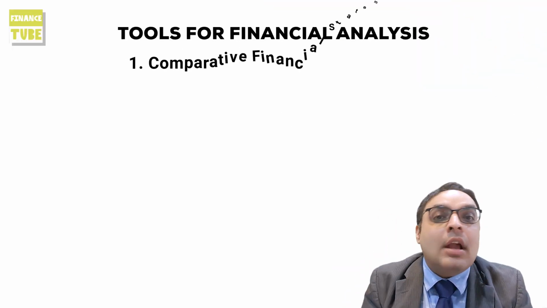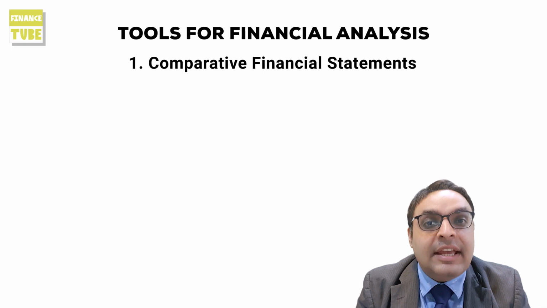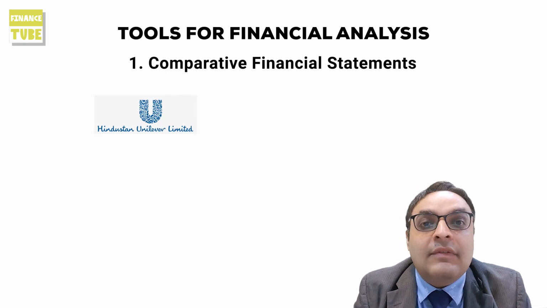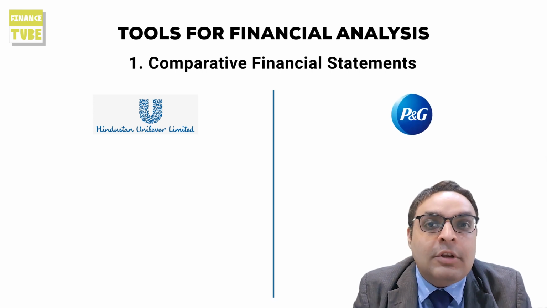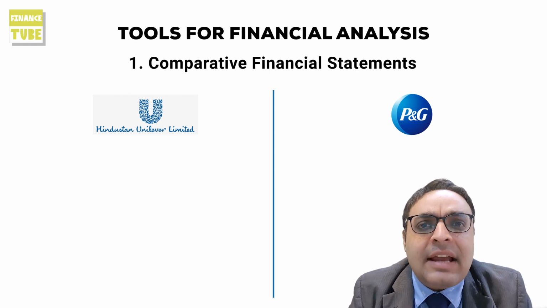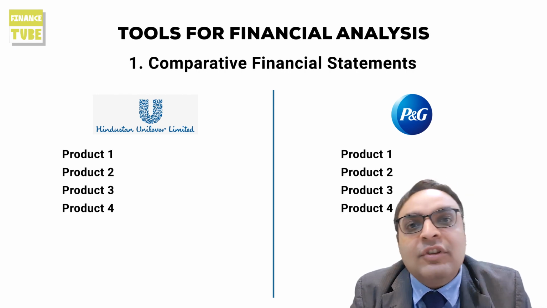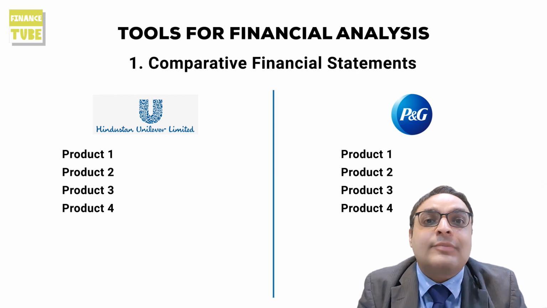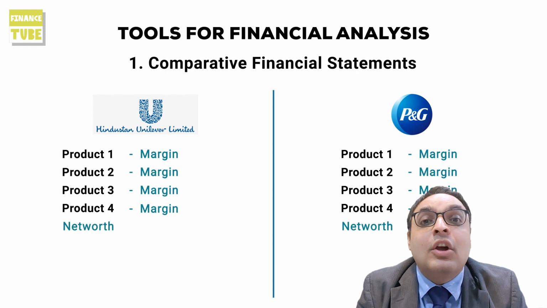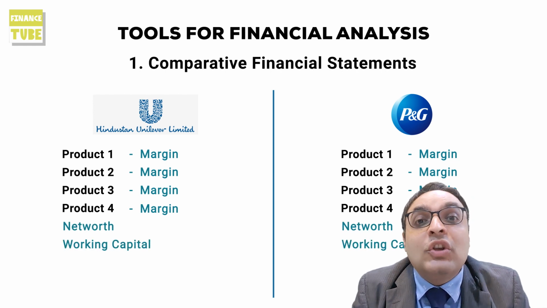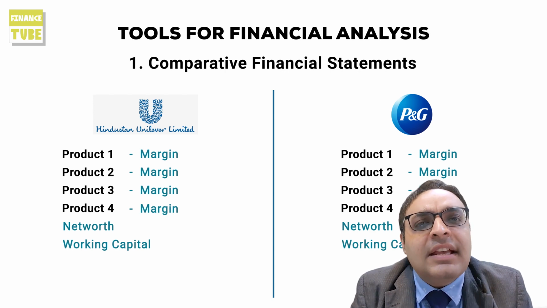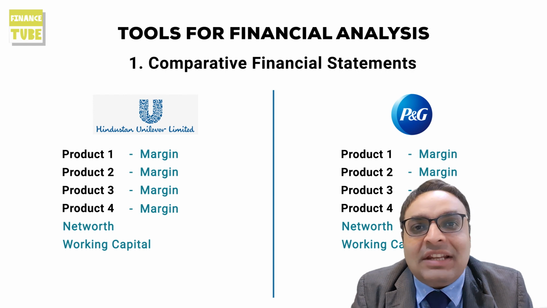Tool number one, comparative financial statements. Yes, we can compare the financial statements of, let's say, a company like Hindustan Lever with, let's say, a company like Procter & Gamble, because they use the same rules for making the financial statements. You put their numbers side by side on an Excel sheet and you will be able to compare which products Hindustan Lever is doing good, which products Procter & Gamble is doing good, and what are the margins, how is the net worth looking like, what is the working capital of these companies, and so on and so forth. So that is one of the easiest and simplest tools of financial analysis.